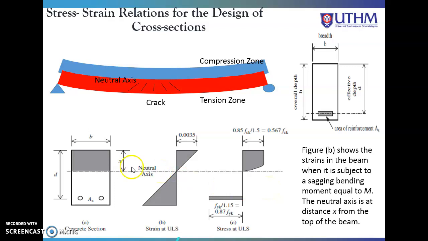And x here is the distance from the top of the beam to the neutral axis. Alright, so this is the strain and this is the stress.